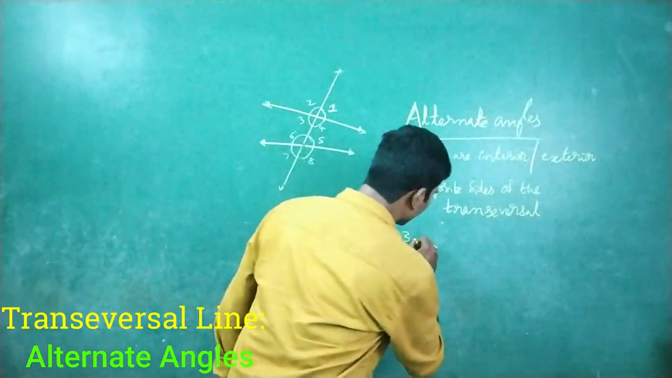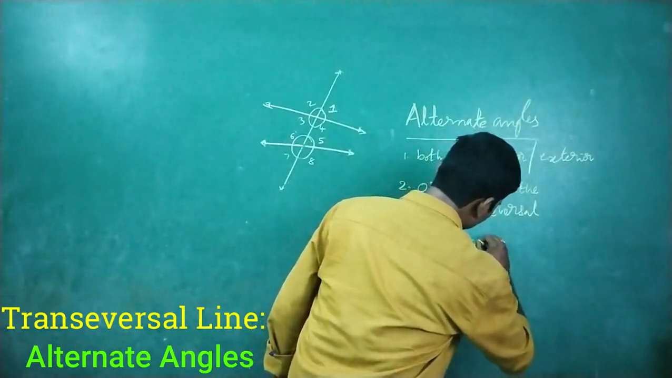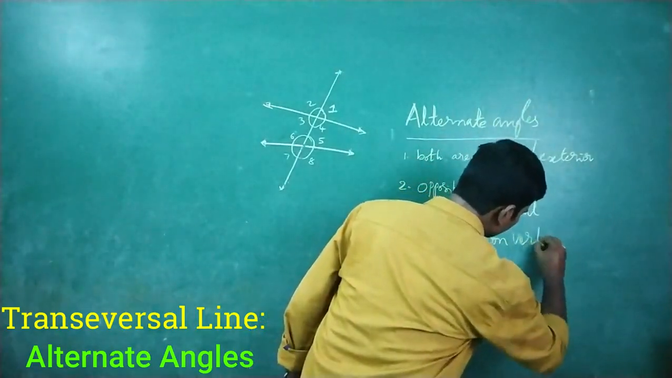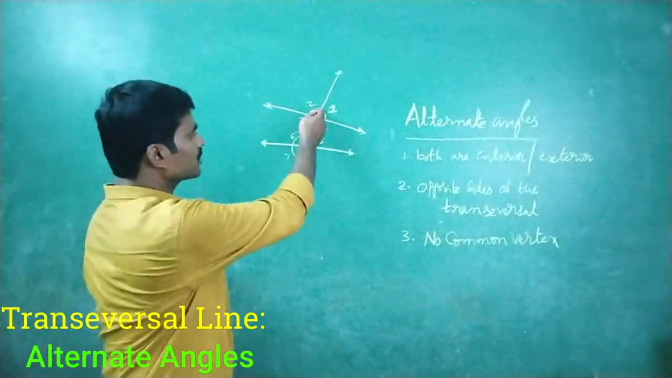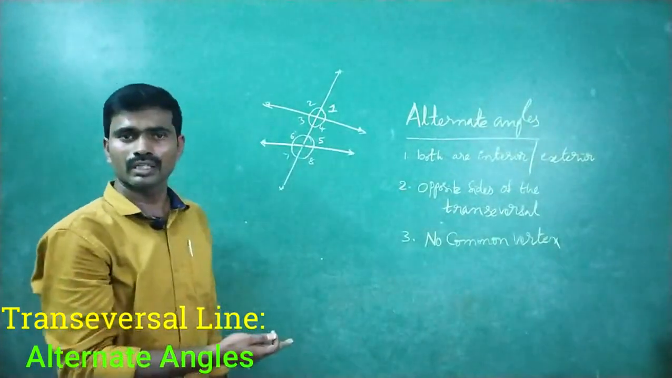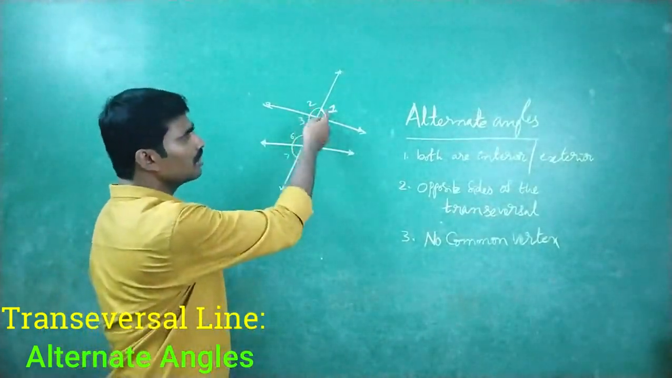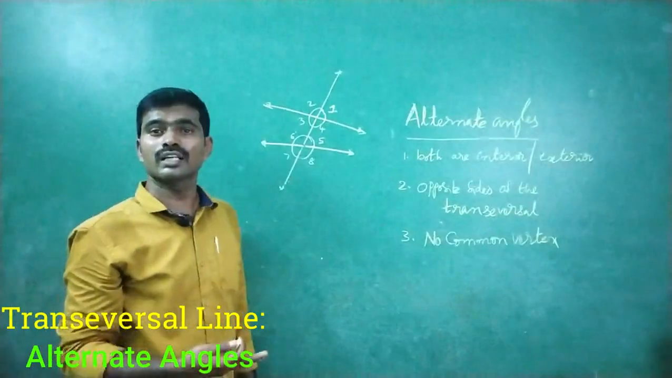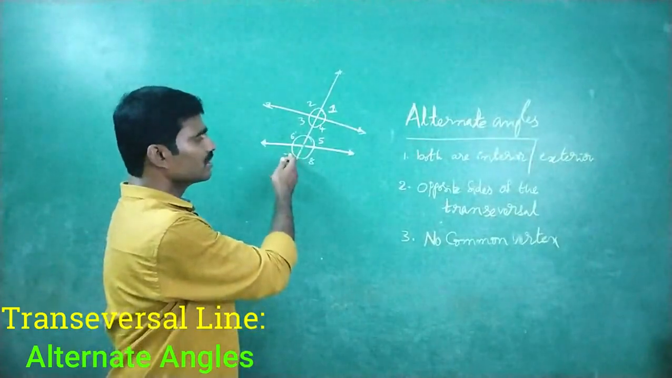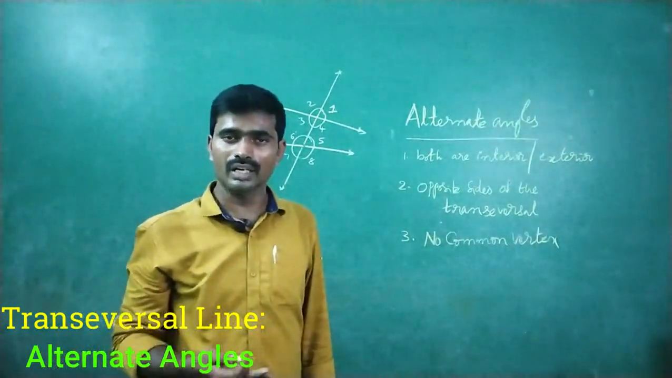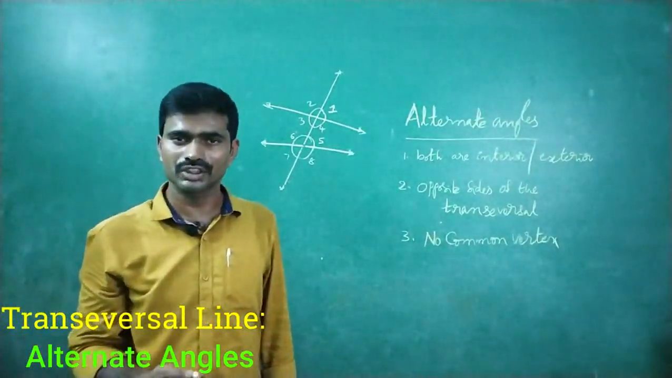So we can go to the third property, that is no common vertex. Here 2 and 7 are the possibilities for the second property. Finally, for no common vertex: angles 1 and 2 have a common vertex, so 2 is not the alternate exterior angle of angle 1. So finally we conclude that 7 is the alternate exterior angle of angle 1, so angle 1 and angle 7 are the alternate exterior angles.